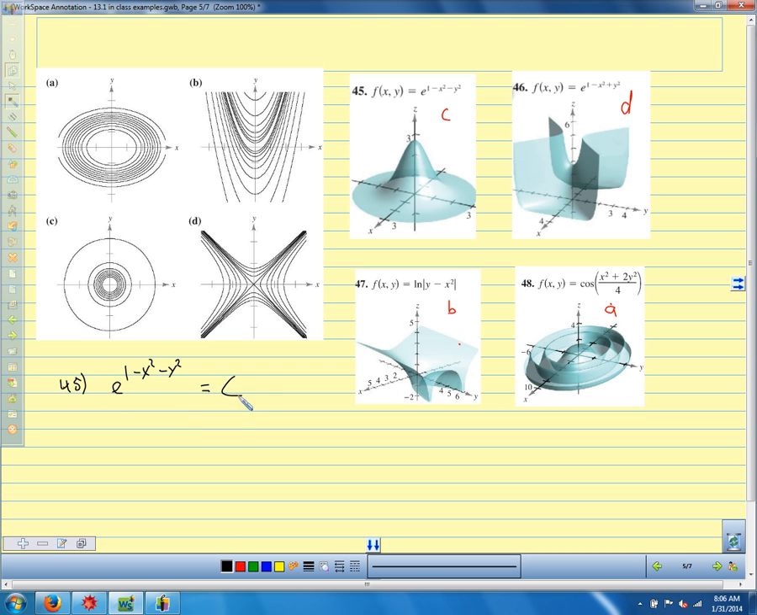So we set our function equal to a constant. Now I'm going to take the natural log of both sides. So I get 1 minus x squared minus y squared equals the natural log of c. Well, the natural log of c is just a constant. Solving this for x and y, I get x squared plus y squared equals 1 minus the natural log of c, and the natural log of c is just another constant. So I get x squared plus y squared equals, I'm just going to call it c1, a constant. And those are circles.